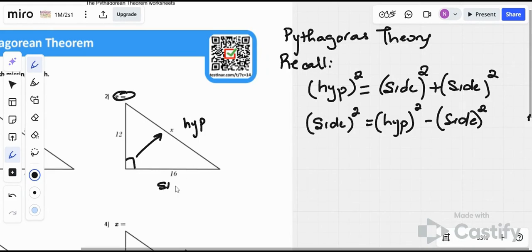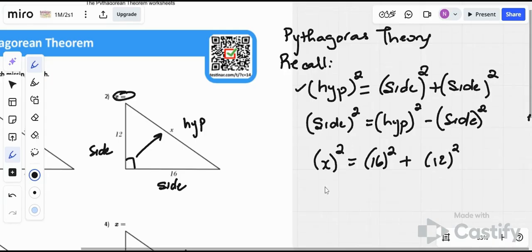We'll go ahead and classify this as side 1 and side 2. In this case, what we're trying to find is the hypotenuse. So we're going to be using the first formula, which is the original formula: the square of the hypotenuse is equal to the sum of the squares of the sides. Okay, so we're using the first one. Let's go ahead and put in the values that we have. We are given x for the hypotenuse, so that's going to be x squared is equal to 16 squared, that's side 1, plus 12 squared, which is side 2.